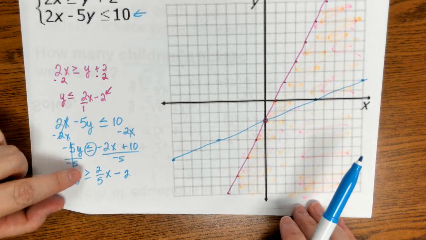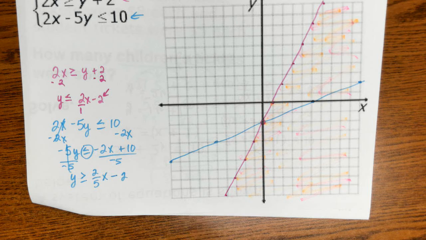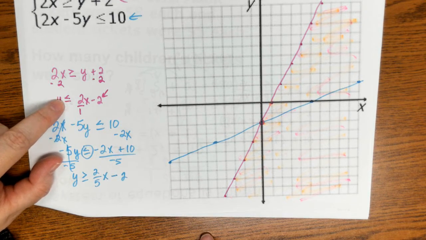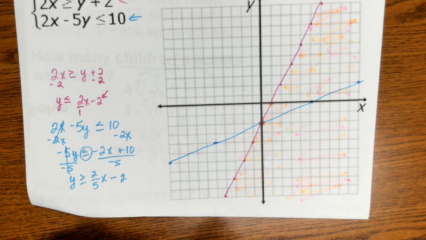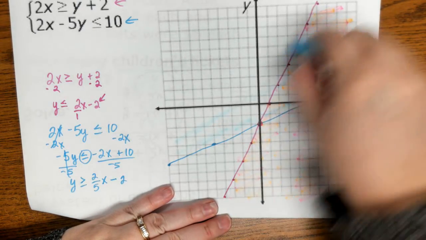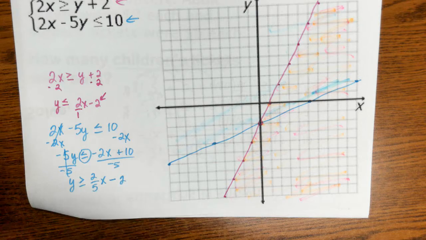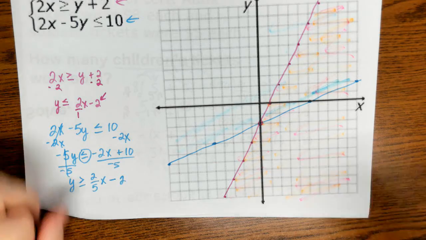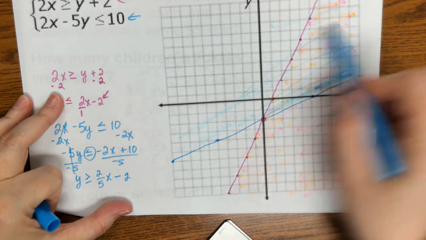Is that greater than going to be above or below when we shade? See how it's the opposite of this one. So since this one shaded below, this one should shade above. So I shade above this blue line. I do think I have another blue one. So I'm going to shade above this blue line.